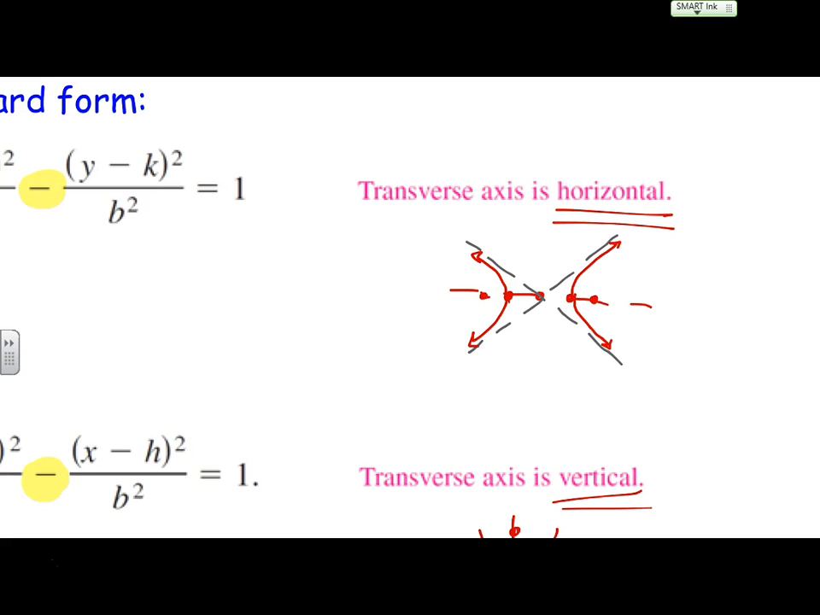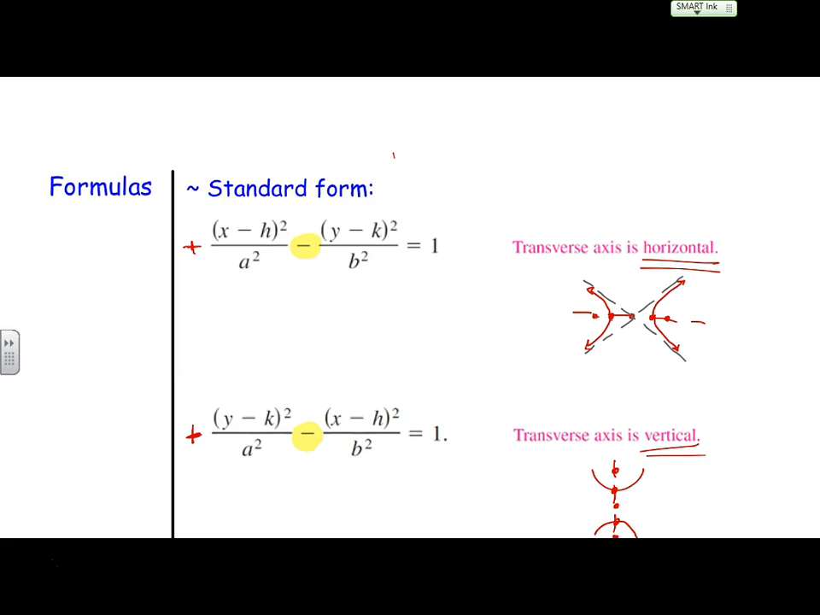Now in this one, if you check over here with the different parts of the equation, A goes with X and B goes with Y. If we think about the slopes of our asymptotes on these ones, we could say M is equal to plus or minus, because you have two different lines. You have one with a positive slope right here and one with a negative slope right there.